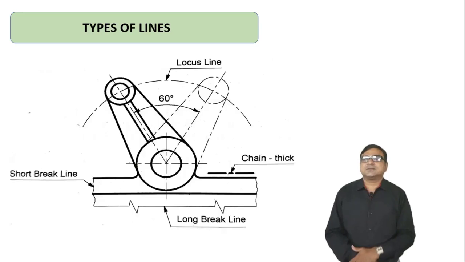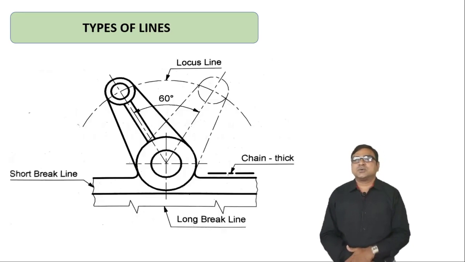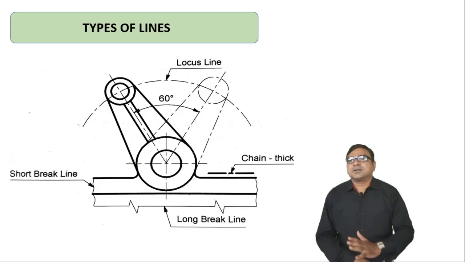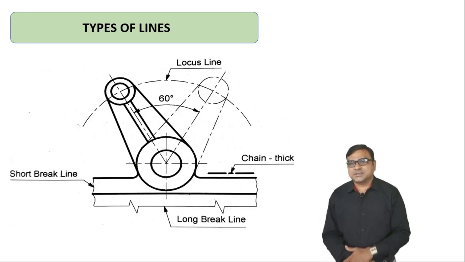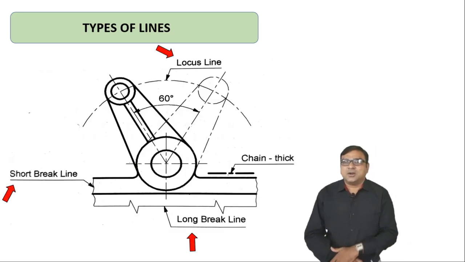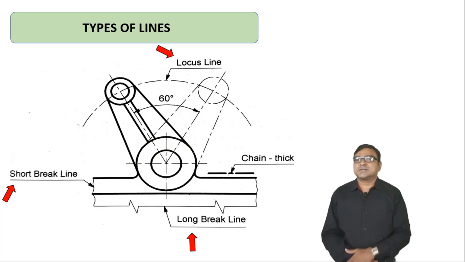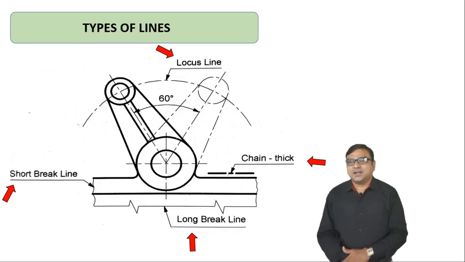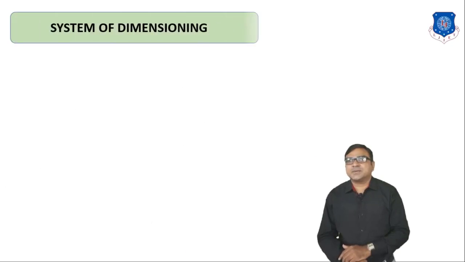Short break line is used to represent irregular boundaries or long bars of constant, or you can say uniform, cross section. Long break lines represent the line for the long part. Chain thin line is for specification of a particular surface.